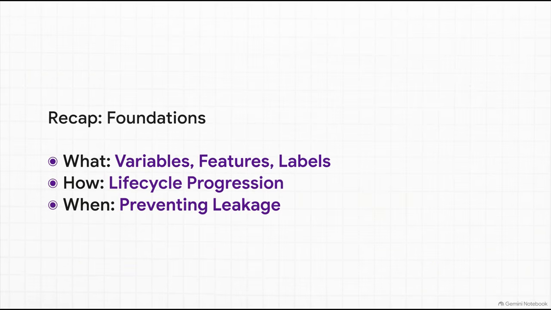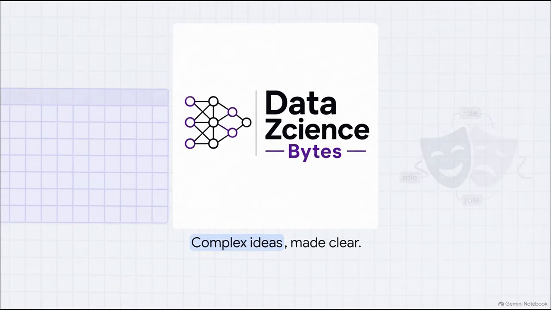Let's bring this all together and recap the essentials of our mental model. What are these components? Well, variables are your measured attributes. Features are the specific inputs you supply to a model, and labels are the target values used in supervised learning. How does it work? It's a strict flow. Question, then variables, then features, and finally the label. And when does all this matter? It matters whenever you need to design a robust dataset, prevent future information from leaking into your models, and clearly explain what on earth your algorithm is actually observing. This has been a Data Science Bytes explainer.